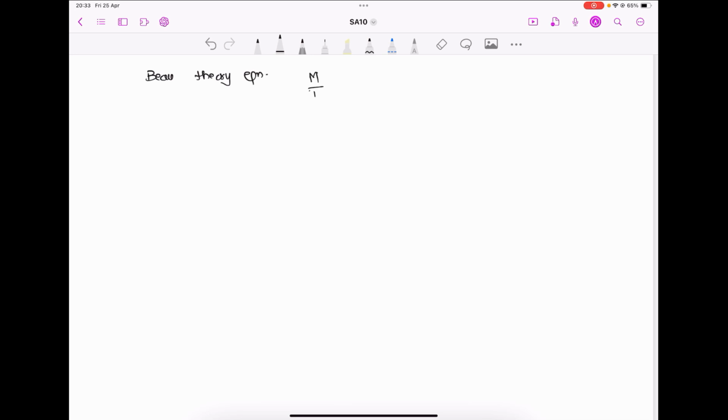M by I is equal to sigma by Y is equal to E by R, which implies, as per beam theory, sigma applied is equal to M by I times Y. I for a particular shape is constant. We are calculating for different shapes. M as per the loading is constant. Then what is Y? Y is the position where we want to find the stress.